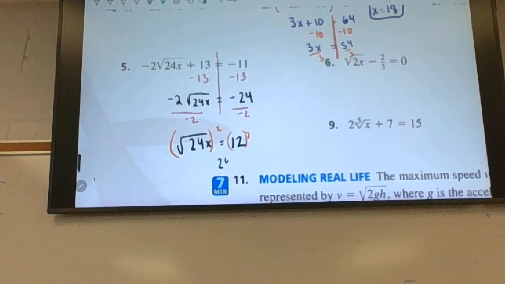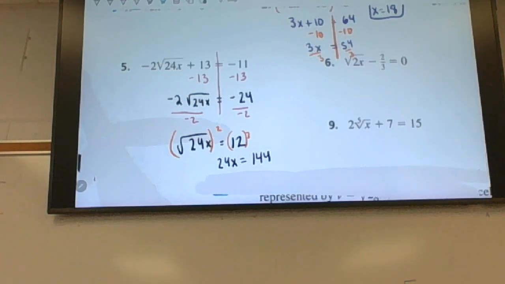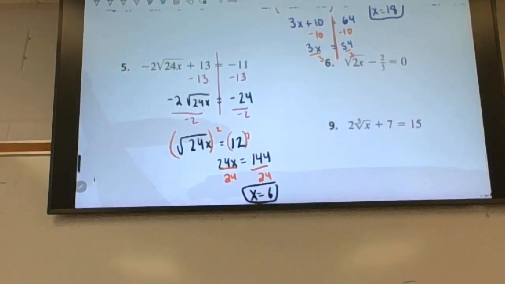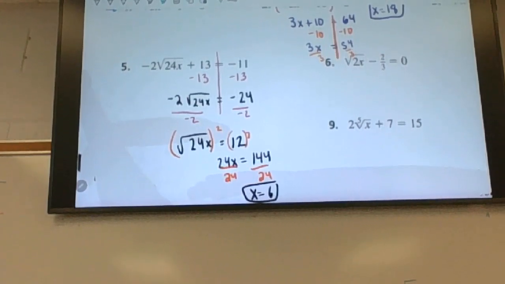So this is 24x equals 144. Divide by 24. And x is 6. So if you're working ahead, you can go back to 5 and check it for the 6.